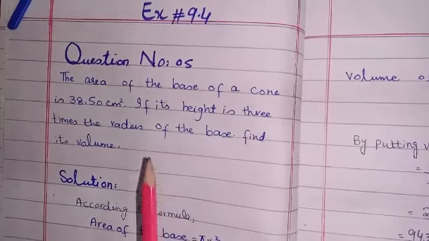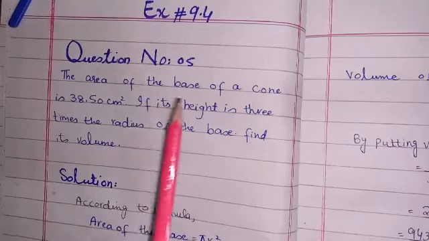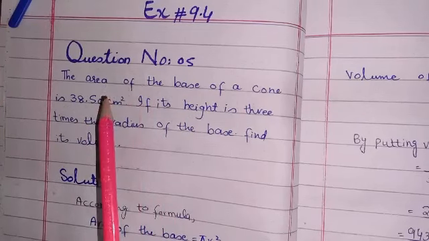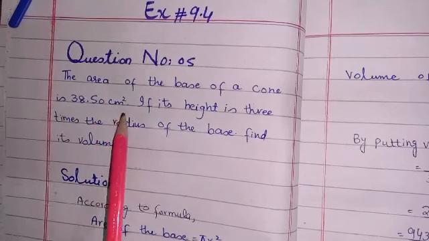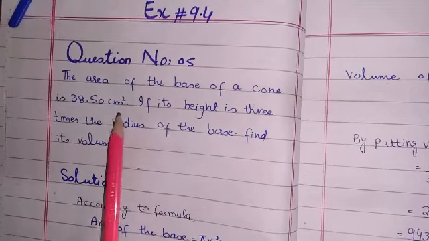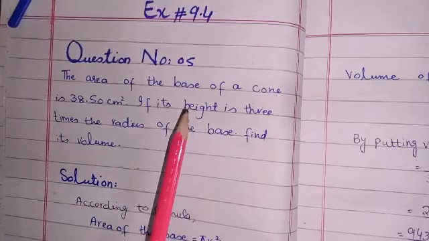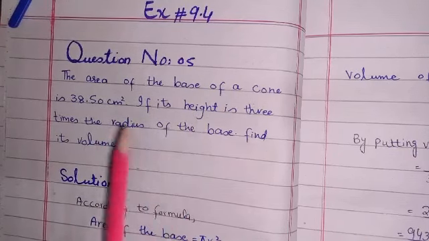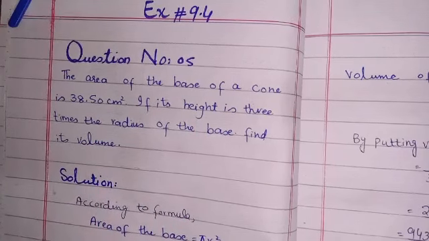As you can see students, in this question they gave us only one thing, which is the base area, or you can say the area of the base. By using this area of base, we will first find out the radius. With the radius we will find out the height, and from these two measures we will find out the volume. Now students, let's start our solution.